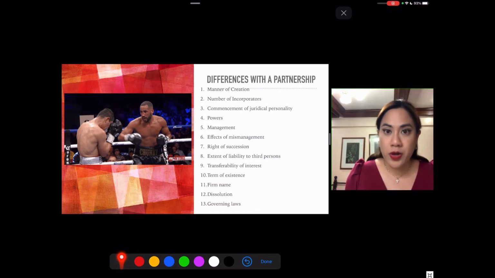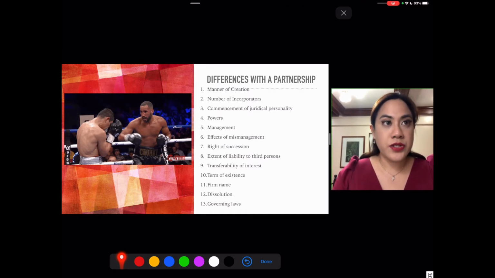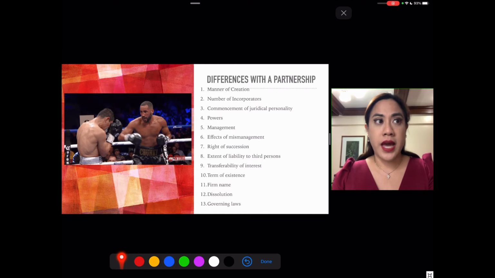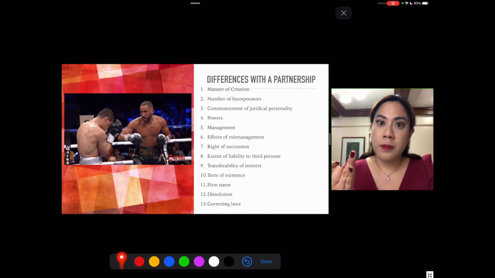As to the powers, I'm running a bit late, so I'm trying to make it as fast as I can. As to the powers, a partnership may exercise any power authorized by the partners, provided it's not contrary to law, morals, good customs, public order, or public policy, which is under Article 1306 of the Civil Code, whereas a corporation, as mentioned in Section 2 of the RCC, can only exercise powers that were expressly granted to it, or implied, or necessary, or inherent to its existence.